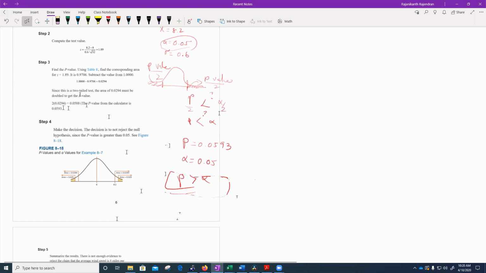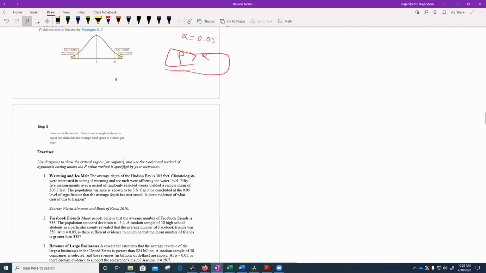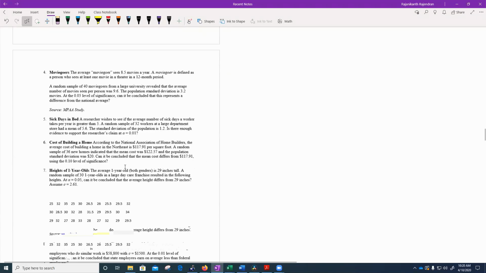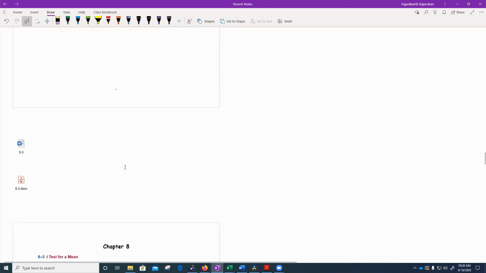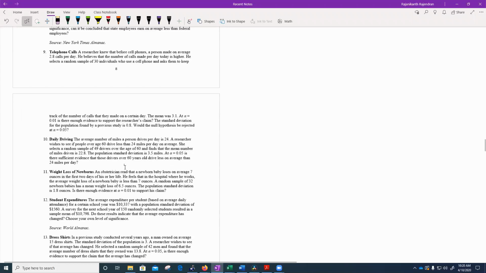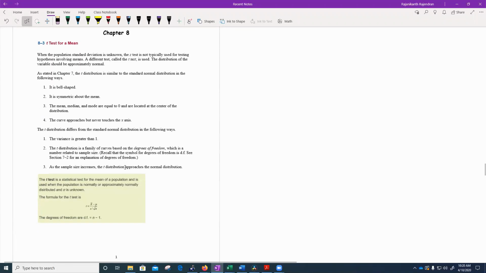So the only thing is we have to understand the picture correctly. Okay, so you have plenty of problems to practice. So why don't you try this out? If you have any questions, please ask. If not, then move to 8.3.